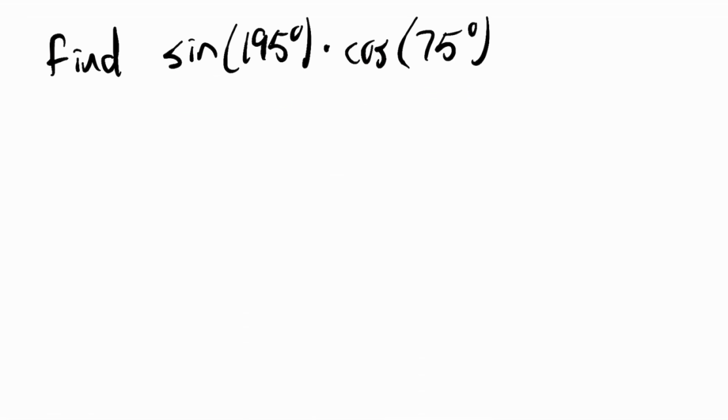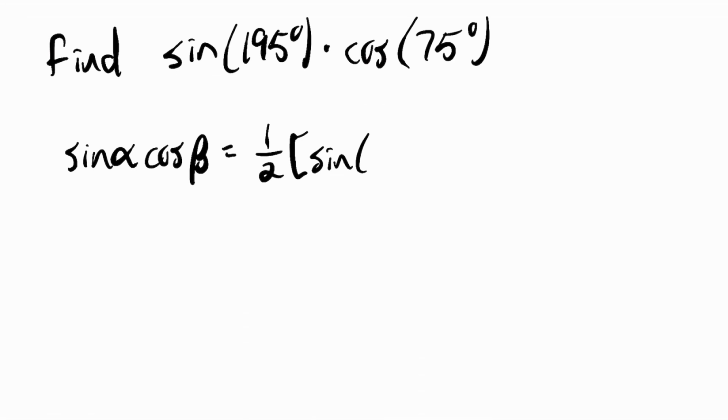So I'll write down the formula we're going to need to use, and there's actually two options, but they're equivalent really. So we'll use sine alpha cosine beta, which is 1/2 times sine of alpha plus beta plus sine of alpha minus beta.